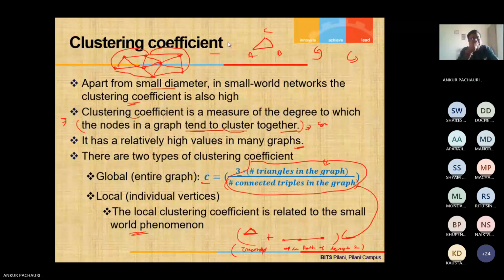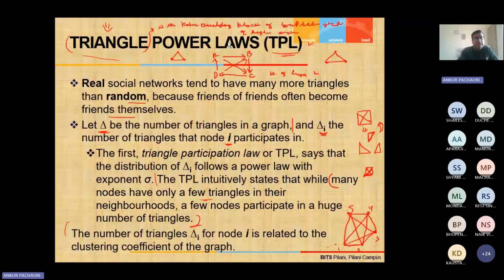Clear? Any more doubts? Now that line, the number of triangles delta i at node i, is related to the clustering coefficient of the graph.